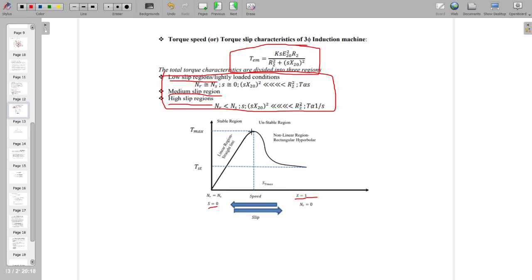After the point where the maximum torque occurs, if the slip increases, the torque decreases. This is the non-linear region, and it has the shape of a rectangular hyperbola. This is the unstable region, and the earlier region is the stable region in which to operate the induction motor.